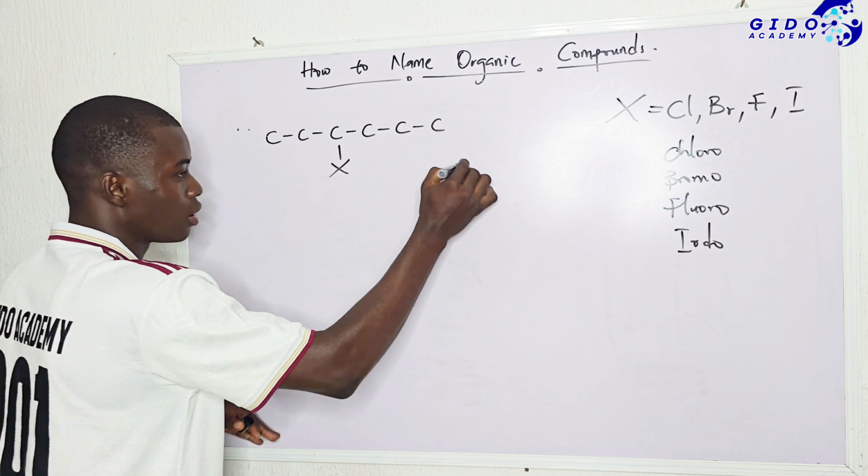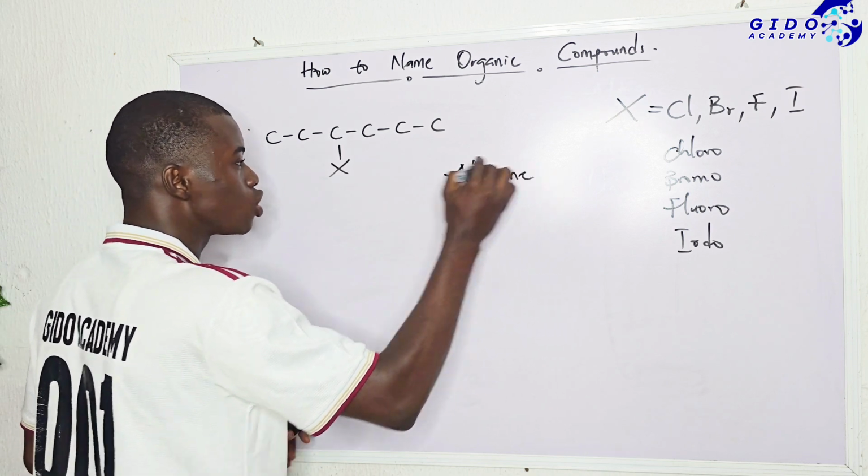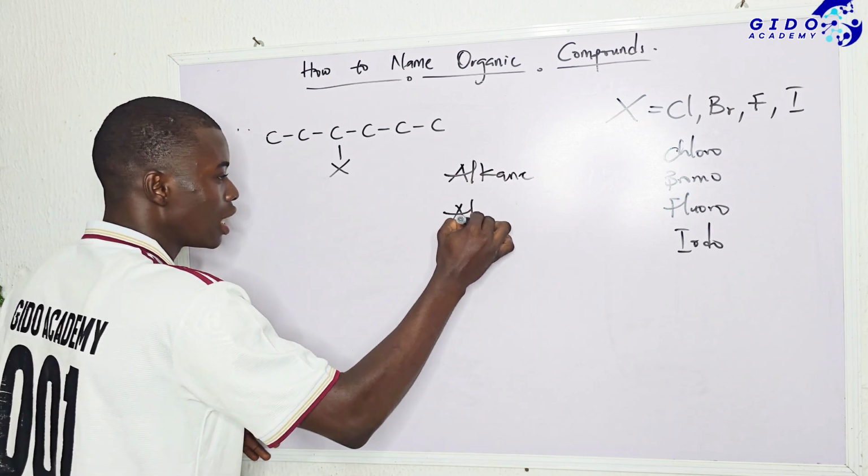When an alkane loses 1 hydrogen atom, it is called an alkyl.